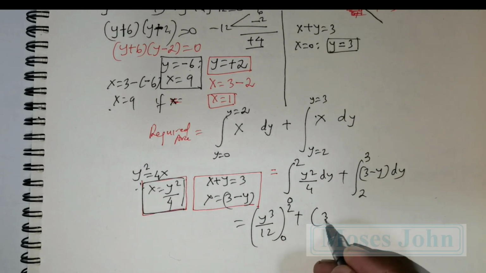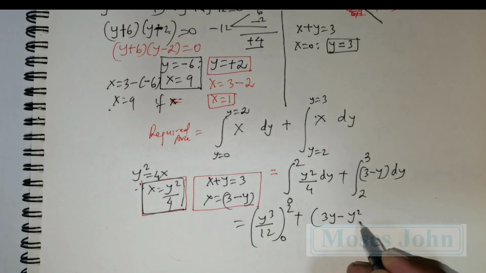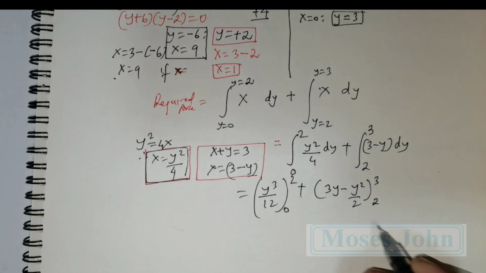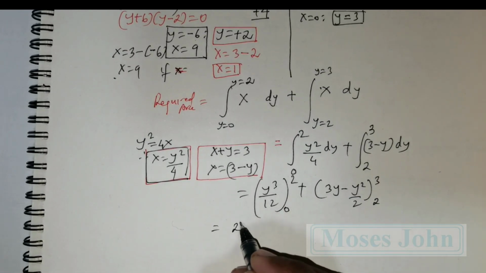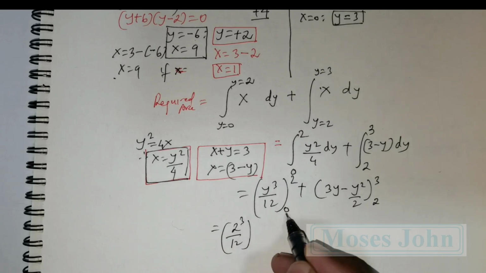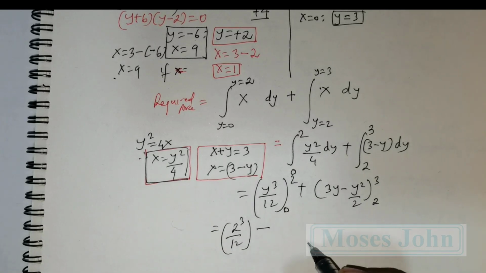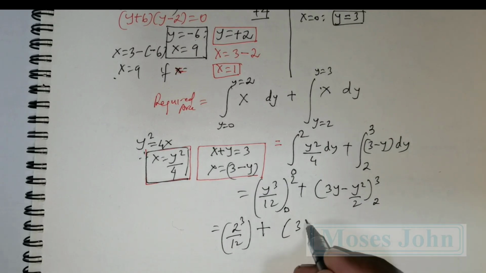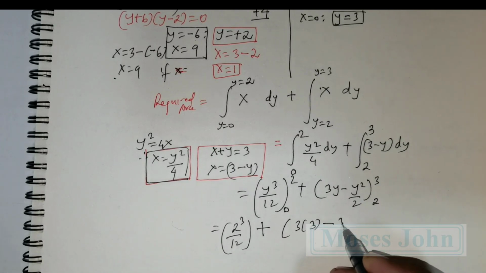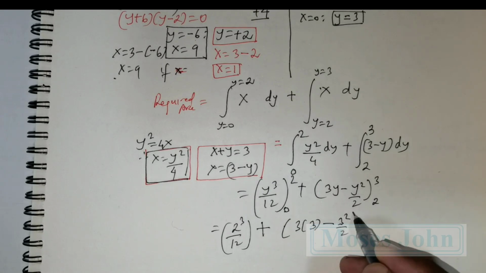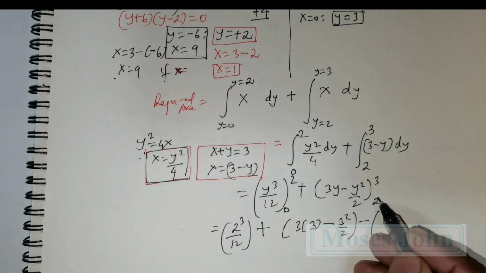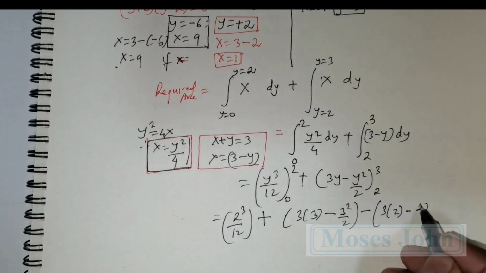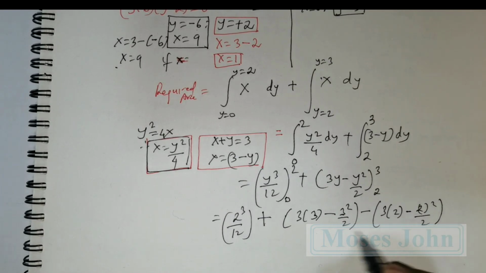When you integrate this, it is going to be 3 times y, negative y squared divided by 2. The limits are 2 to 3. Applying limits, you get 2 cubed divided by 12. No need to apply the lower limit. Followed by positive, apply the upper limit. It's going to be 3 of 3, negative 3 squared divided by 2 for the first case. Followed by the lower limit, it is going to be 3 of 2, negative 2 squared divided by 2.